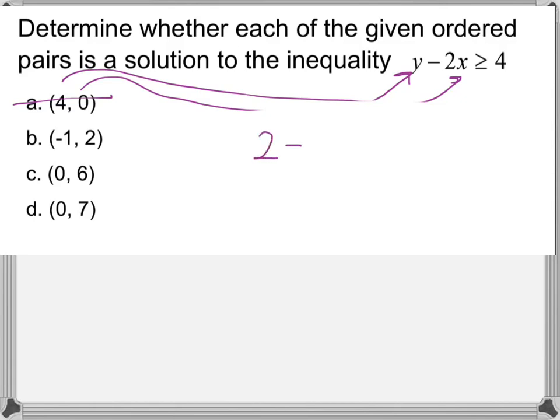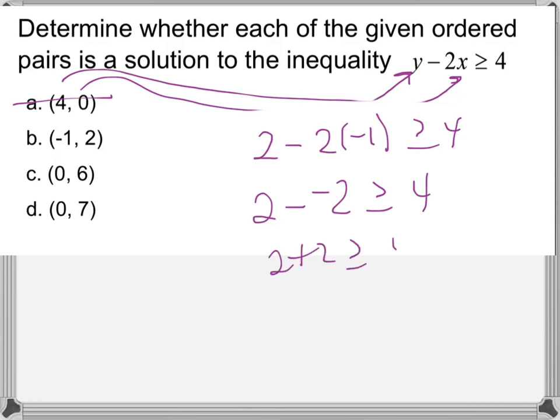Is it true that 2 minus 2 times negative 1 is greater than or equal to 4? 2 minus, that's negative 2, is greater than or equal to 4. So that's 2 plus 2, and that is true. So that's a member of the solution set. It's also part of the relation. Those are two identical ideas.